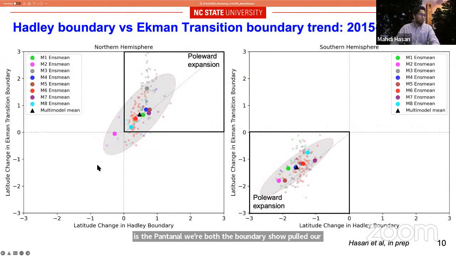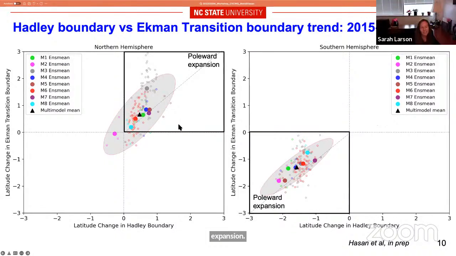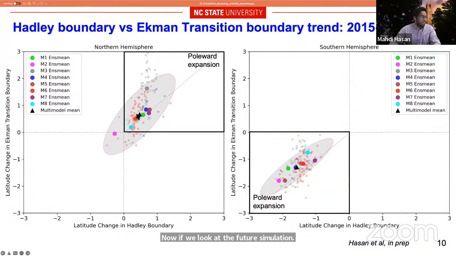Now, if we look at the future simulation, we quickly notice that the trend does emerge in both the northern hemisphere and the southern hemisphere. The expansion is more pronounced in the southern hemisphere, where the multimodel ensemble mean for both the Hadley boundary and Ekman transition boundary has a relatively close to 1.5 degree expansion. And this dashed line is showing the perfectly linear relationship, so that we can have some idea of how the Hadley boundary modulates the Ekman transition boundary.